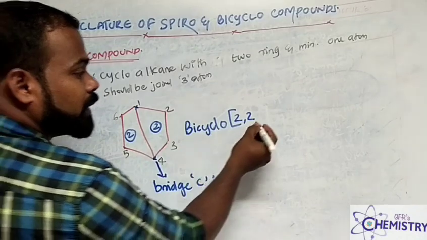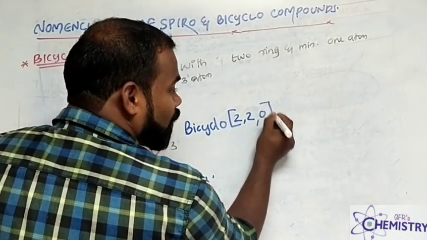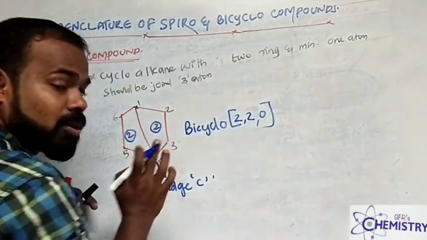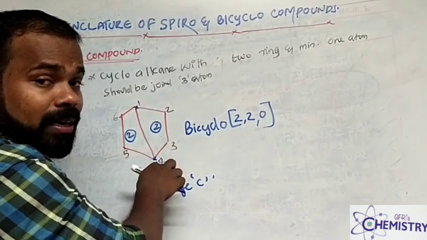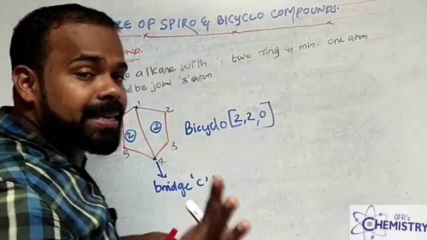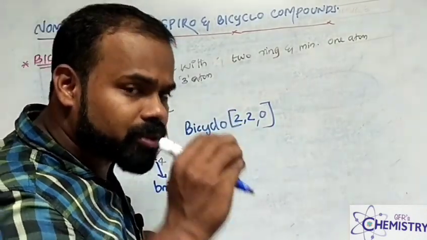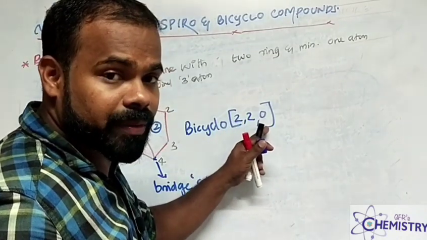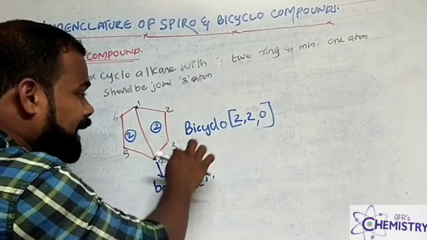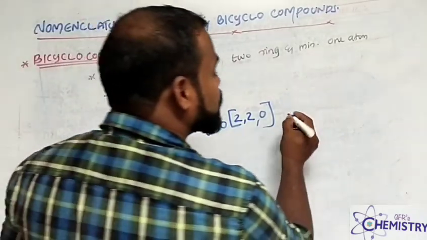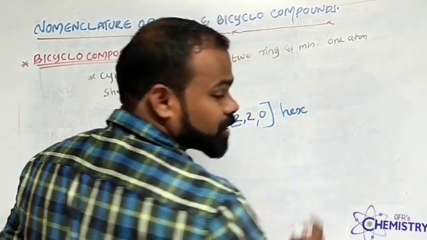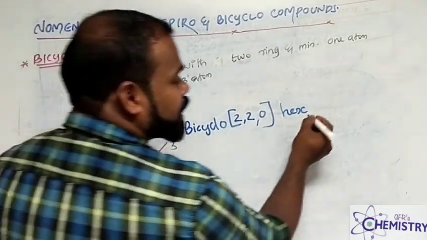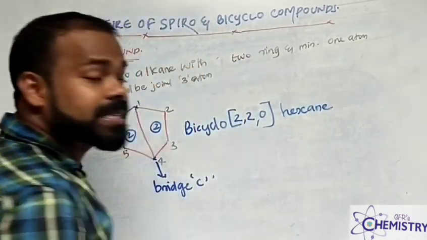2, 2. Then next, 0. That means in this line there is no carbon, only a single bond. But when writing, if it is 0, you should notice that. That is a condition. Now here 2, 2, 0. Now what is the total number of carbons? 6. 6 means hex. Single bonds only are present, therefore it is called hexane.